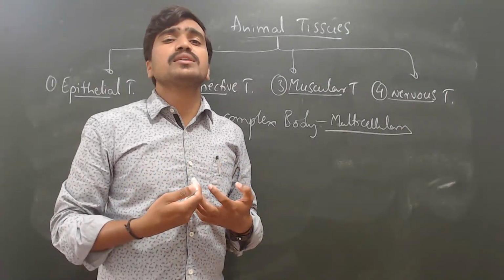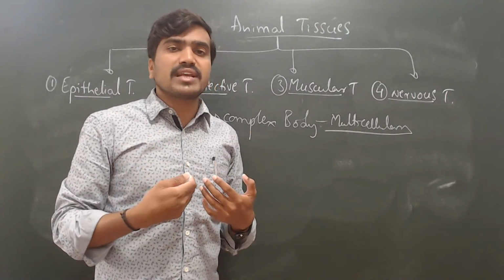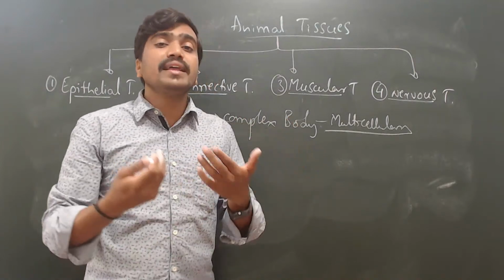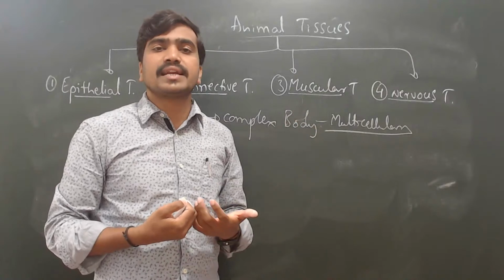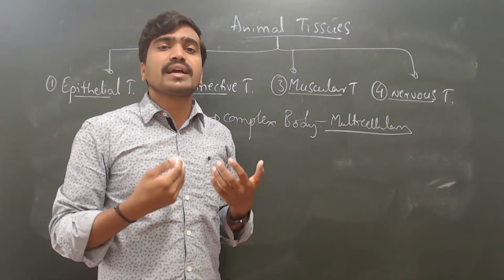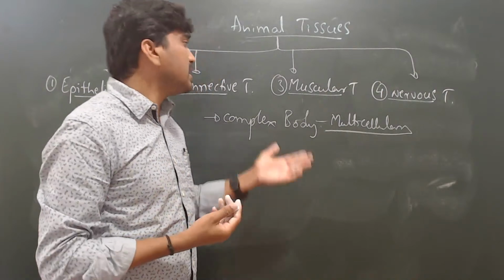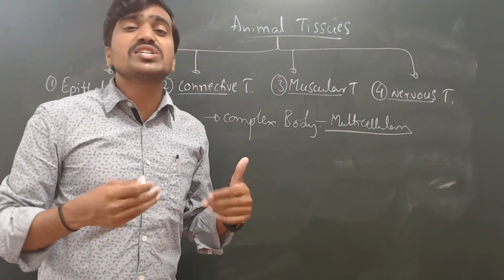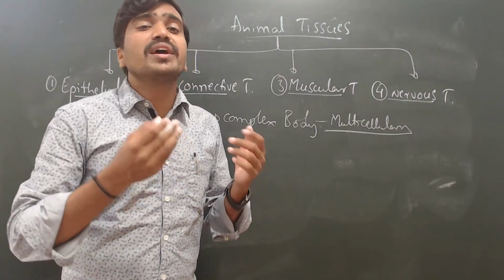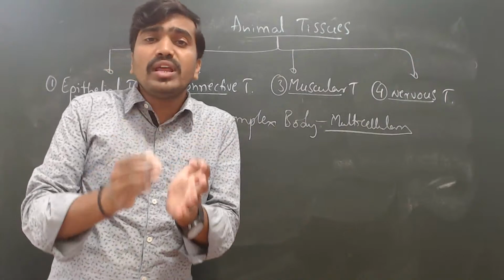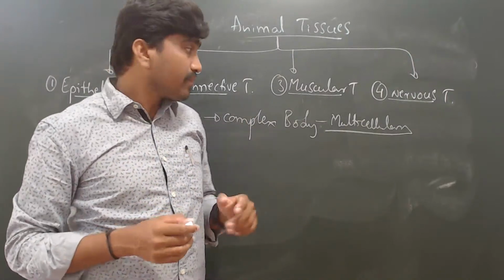Then next, circulation, the transportation process. Transportation means which part helps to transport material in our body. Like yesterday I said, the organ like the heart helps to pump the blood. Here blood is also known as connective tissue. Which type of connective tissue? Fluid connective tissue. Why? Because it connects each and every part of our body.